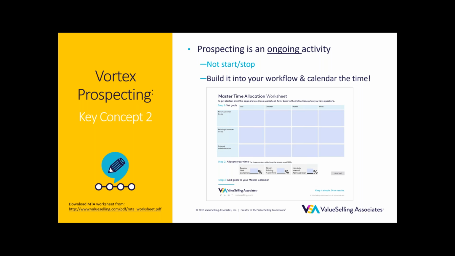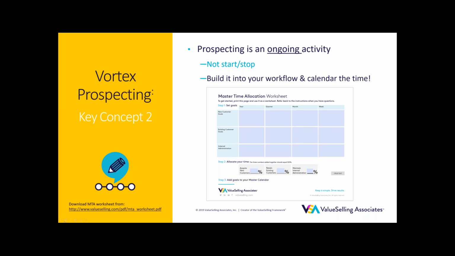So I can start to build this master time allocation. This is a very powerful tool, and it'd be interesting. One of the things I would suggest you do is look back at your last month. Where did you spend your time? Is your time being managed in a way that will support your goals?